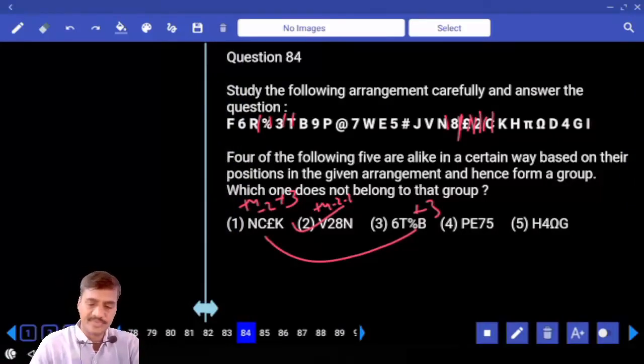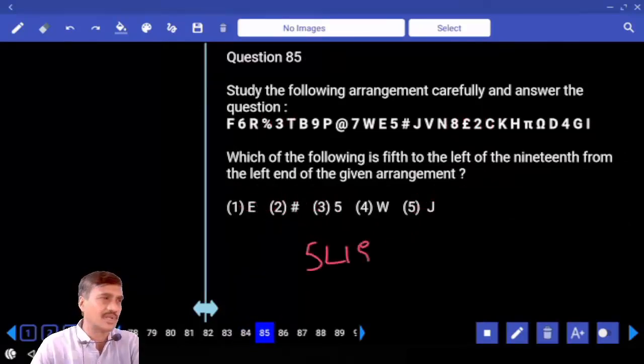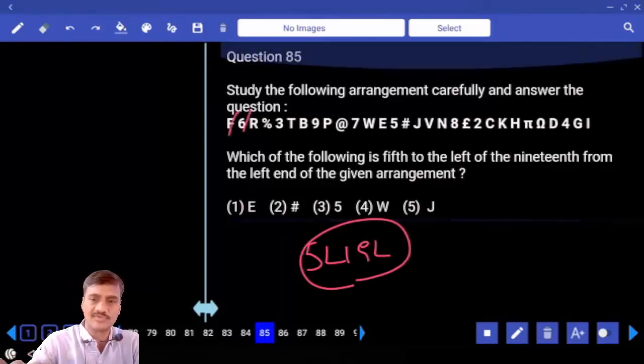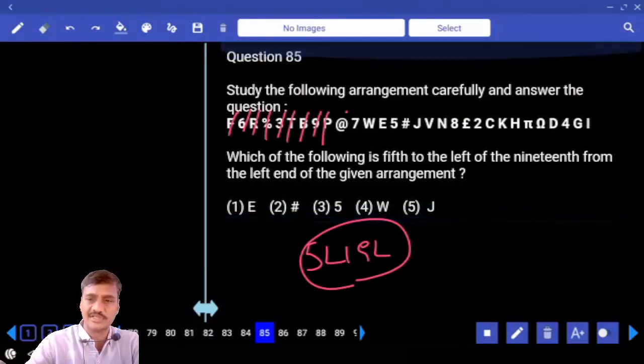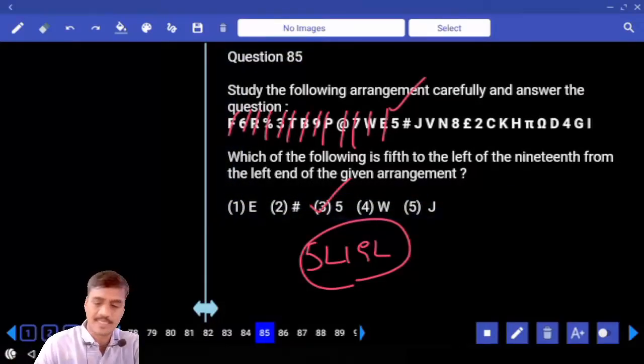84, choice 2. Then 85, which of the following is 5th to the left of 19th from the left? 19 minus 5 is how much? 14th from the left. 14th from the left: 1, 2, 3, 4, 5, 6, 7, 8, 9, 10, 11, 12, 13, 14, that is 5. Choice 3, question number 85.